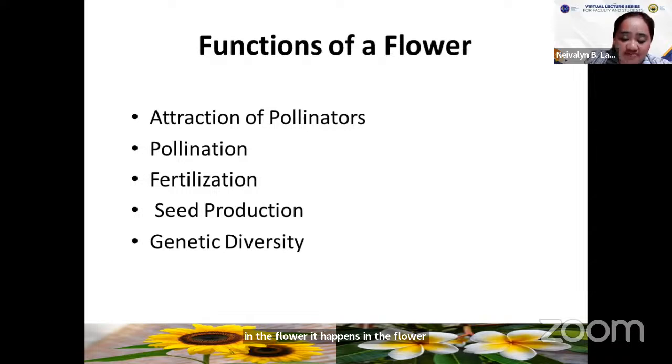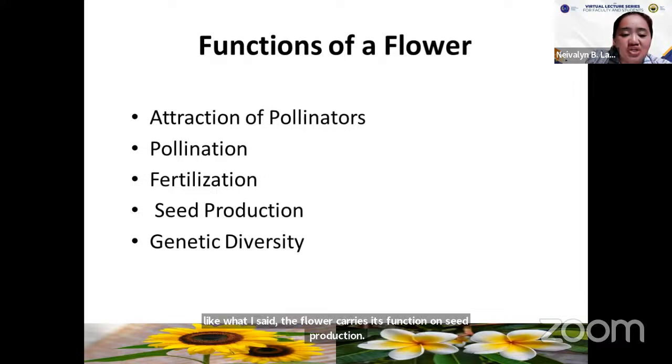And another one is genetic diversity. It is believed that flowers have their own time to bloom. And like what I said, the flower carries its function in seed production. So even if the season changes, the flower still has its own mechanism to do its several functions like fertilization and basically seed production.